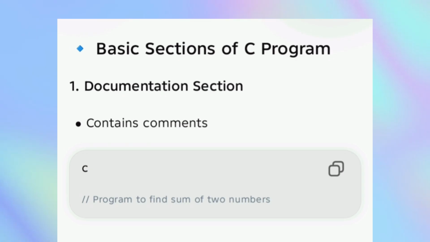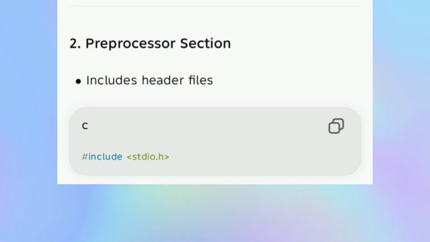Basic structure of the C program. The documentation section contains the comment lines. These comment lines are used for reference purposes, for studying or in a development environment. Here, after the double slash, we put some comment lines. They are for reference purposes only.